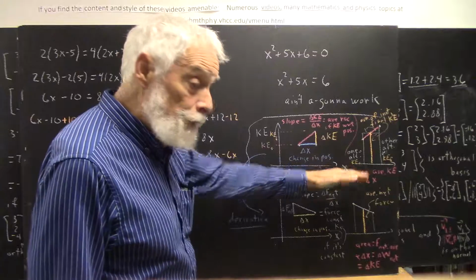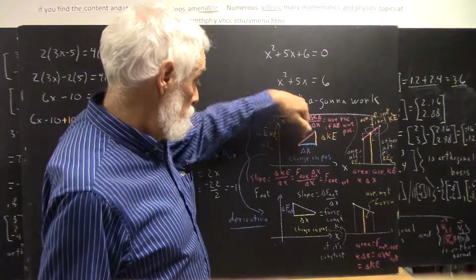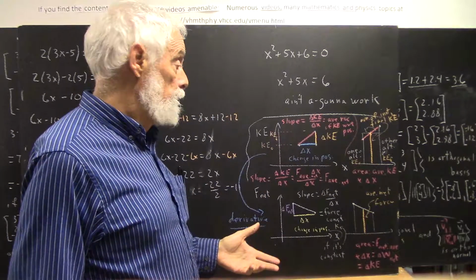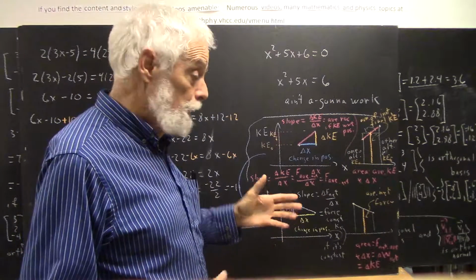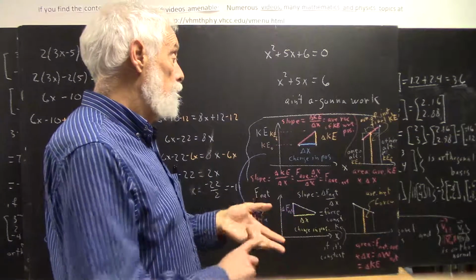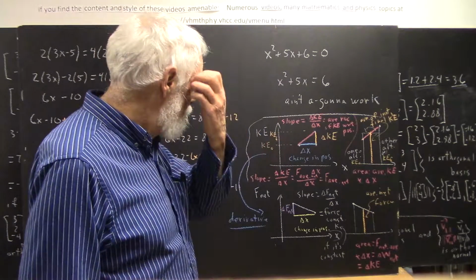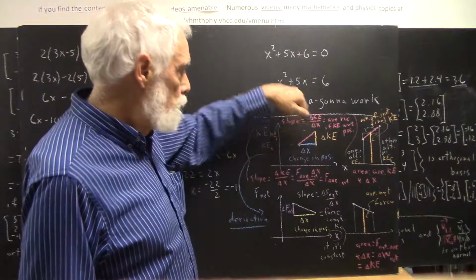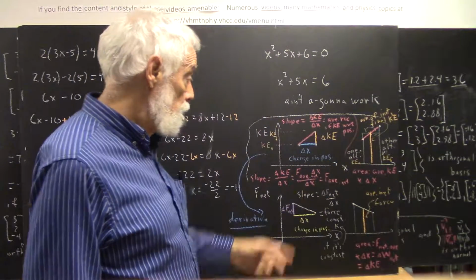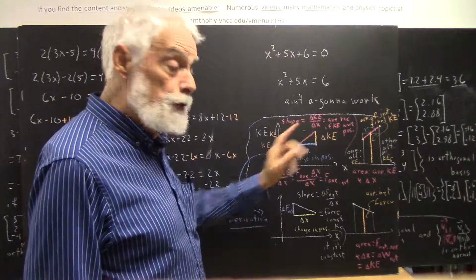Okay, and the run is the change in whatever is measured along the horizontal axis. So whatever the graph, you ask yourself, what does the rise mean? What does the run mean? And that tells you what the slope means. It's the change in this quantity divided by the change in this quantity. So in this case, it's the change in kinetic energy divided by the change in position.